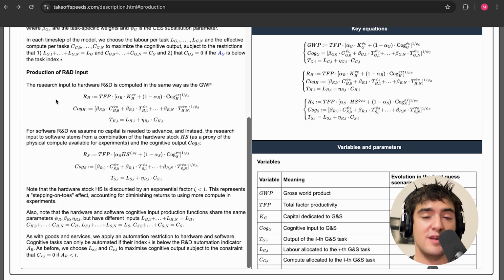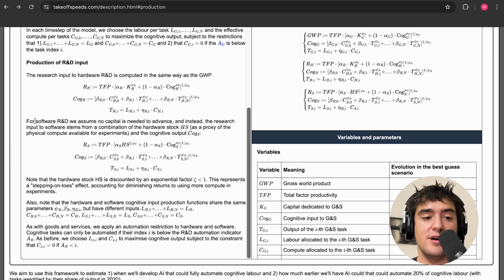But then to automate AI R&D, you have two different things to take into account. One is hardware R&D, and the second is software R&D. For hardware R&D, you need to think of like NVIDIA doing more experiments and trying to figure out how to have better chips. In this case, what actually matters is capital and cognition. But for software, you don't actually need a huge amount of capital in advance. You don't need to buy billions of GPUs to do your experiments. You can just rent your GPUs.